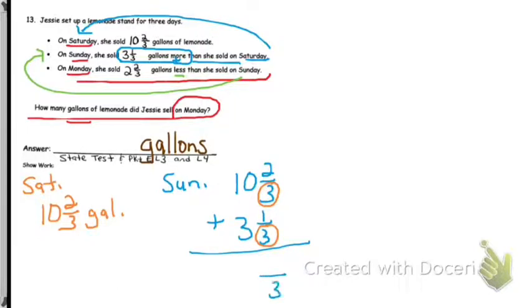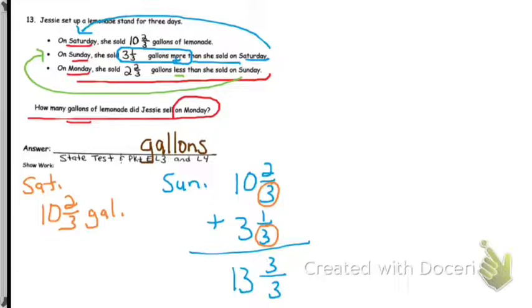So I put my fraction bar. My denominators were the same, so they're going to stay the same, and now I add my numerators. 2 plus 1 equals 3. Now I add my whole numbers, and 10 plus 3 equals 13. So I know on Sunday she sold 13 3/3 gallons.